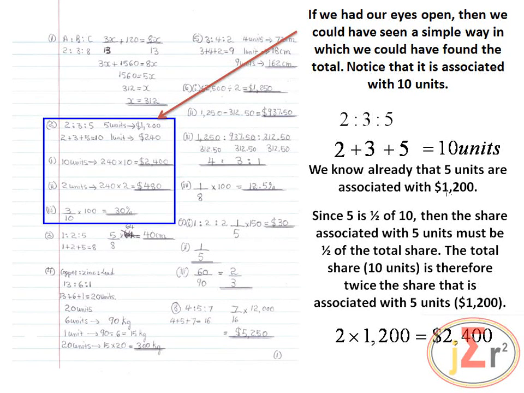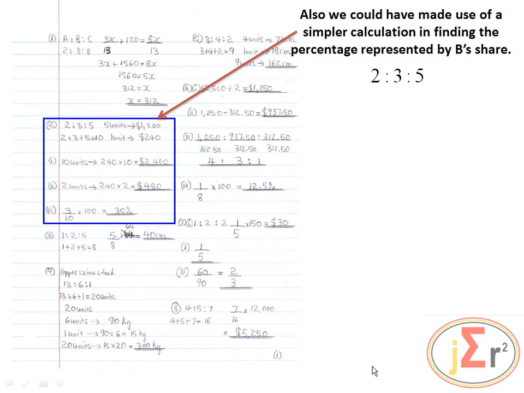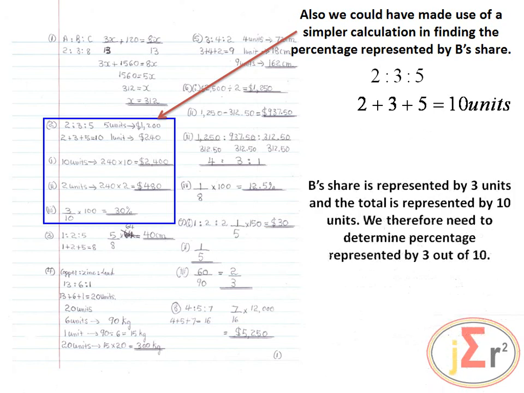So if we kept our eyes open, keep an open eye, keep an open mind, then we could have seen how much simpler the solution of the problem could have been. Also, we could have made use of a simpler calculation in finding the percentage represented by B's share. So we could have taken a simpler approach.